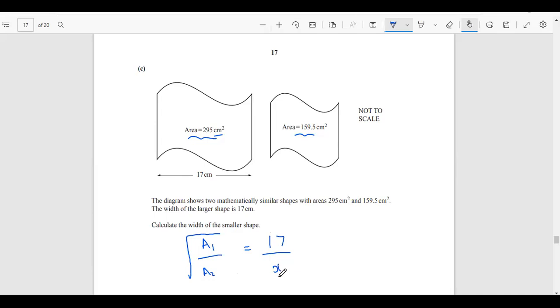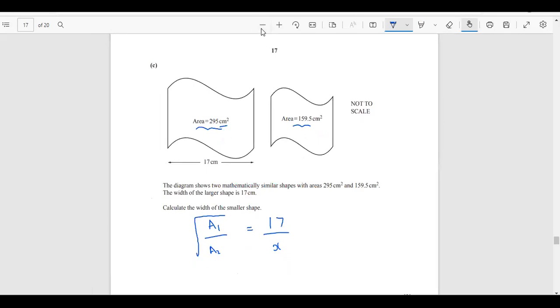I need to find x. X would be the width of the smaller triangle. Let's do that quickly. We need to plug in the values directly. Under the root, then fraction. A1 is 295 divided by 159.5. Okay, so I'll cross multiply and x is going to give me 17 divided by the answer I got, 1.3597.